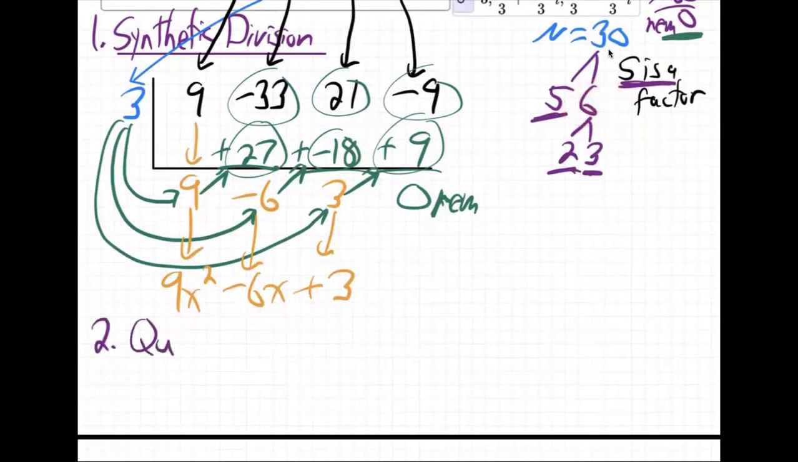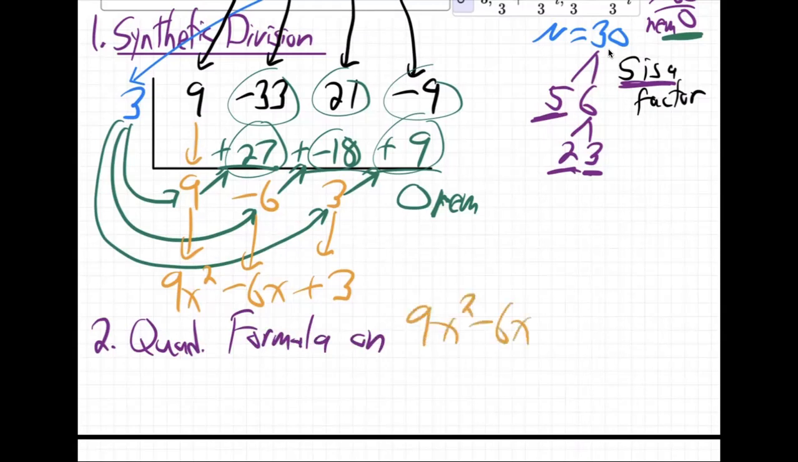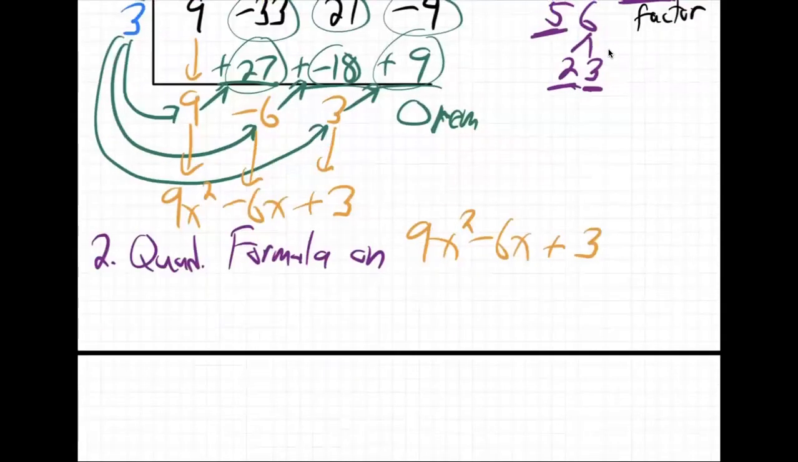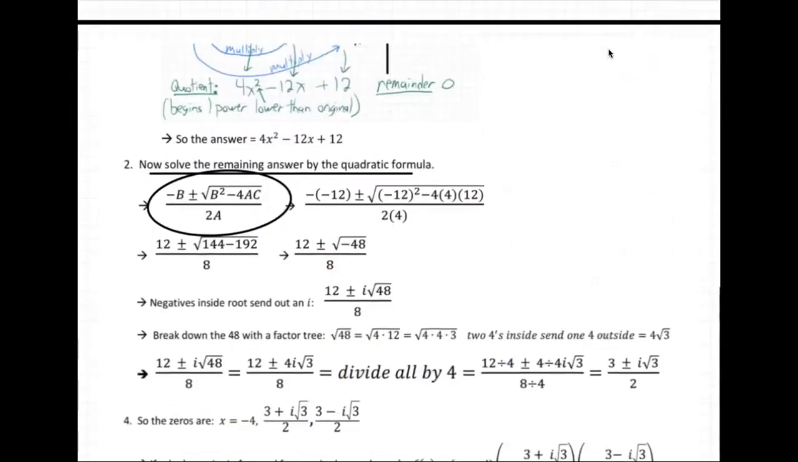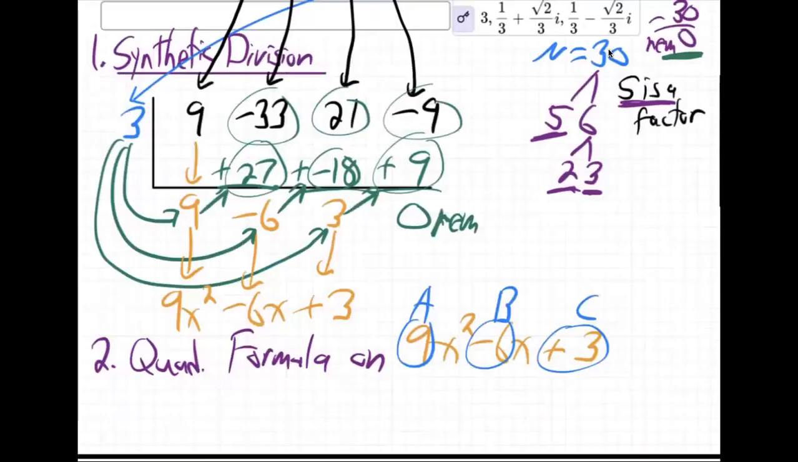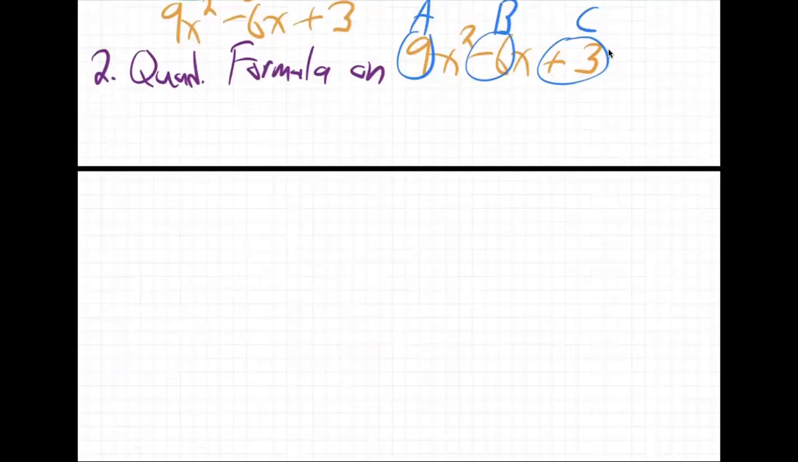And that is we do the quadratic formula on our 9x squared minus 6x plus 3. We identify our A, our B, and our C. You remember the quad? It's in the notes. All this is right up here in the notes. There's the quad right there. Got it in the notes. So let's do it. Here we go.